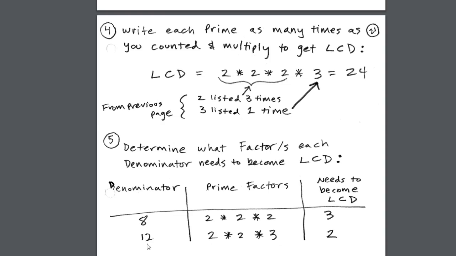Now we have to do it for the next one. There's 12. There's the prime factors. What does it need? What does 12 need to get up to 24? Well, a 2. 2 times 12 is 24. Or you simply look at this list, compare it up here. What's missing? 2, so I bring it down here. Now, denominator 8 needs a 3. Denominator 12 needs a 2.